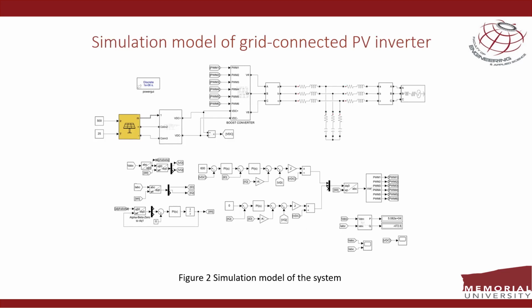In this slide, the figure shows an actual simulation model of the proposed system. The upper half of the figure shows all the major components of the system like PV module, boost converter with PWM signals, an inverter with LCL filter and the grid. The lower half of the figure shows the control circuit of the system, which uses ABC to alpha beta and alpha beta to DQ transformation for easy control.